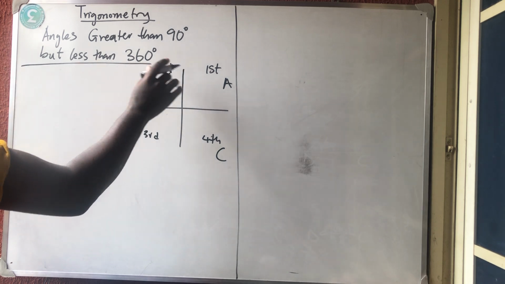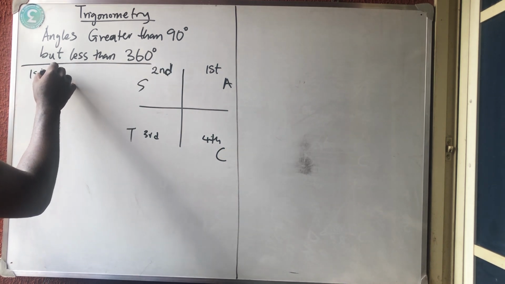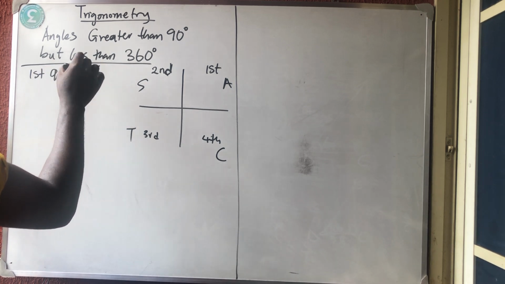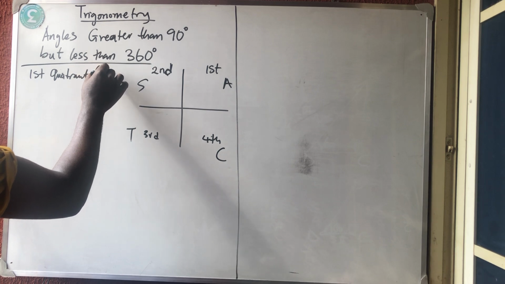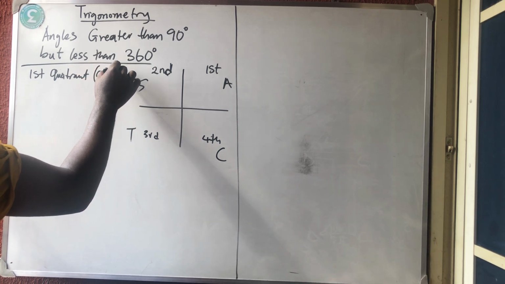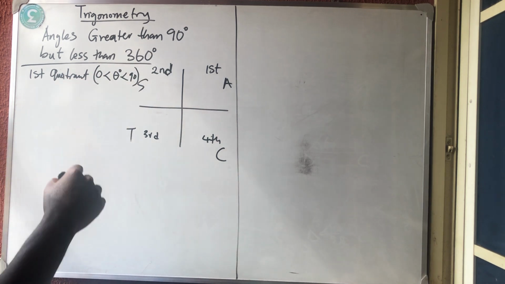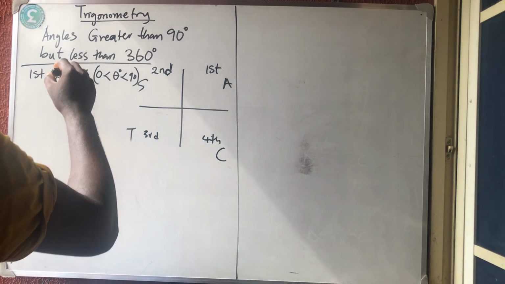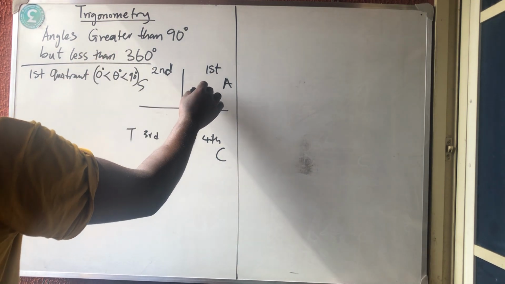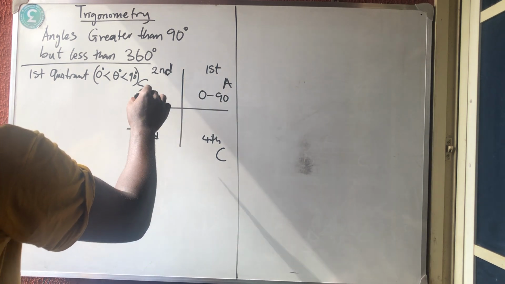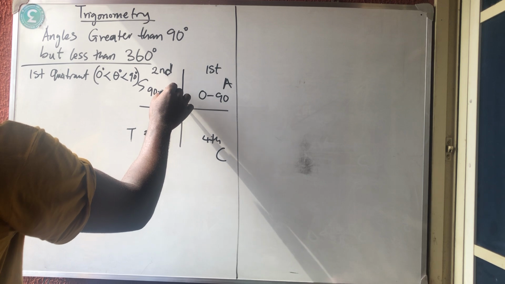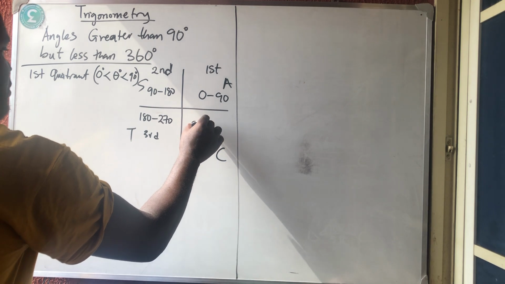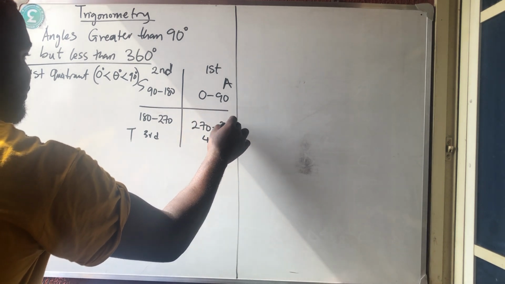So the first quadrant is from 0 degrees to 90 degrees: 0 is less than theta, and theta is less than 90. So first quadrant means anything that falls in between 0 and 90 degrees. Then from 90 degrees to 180 degrees is the second quadrant. Then from 180 degrees to 270 degrees is the third quadrant. Then 270 degrees to 360 degrees is the fourth quadrant.